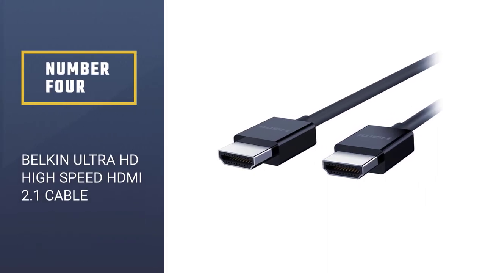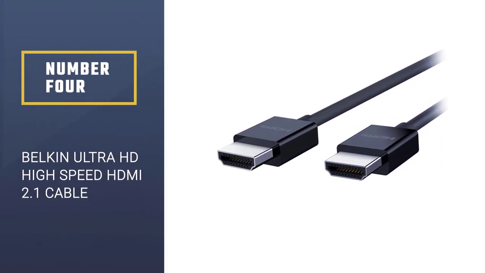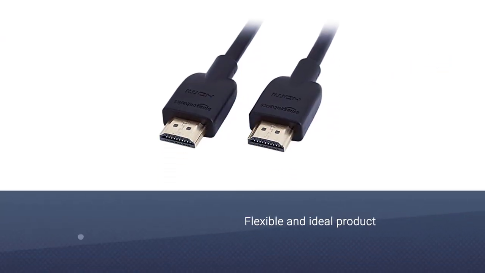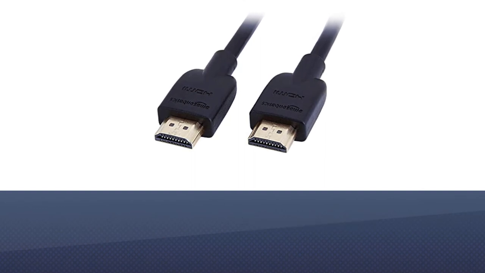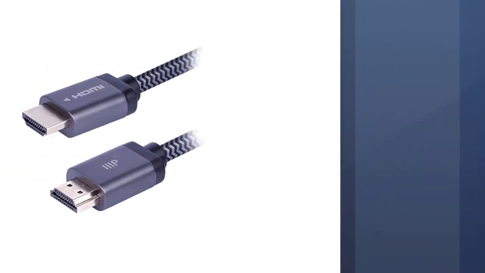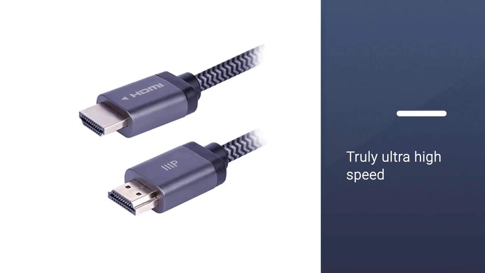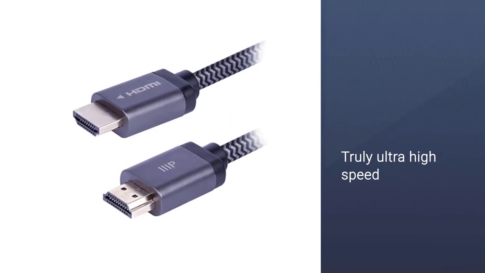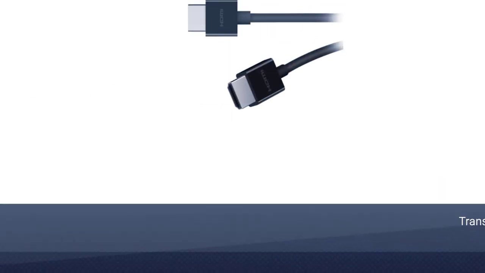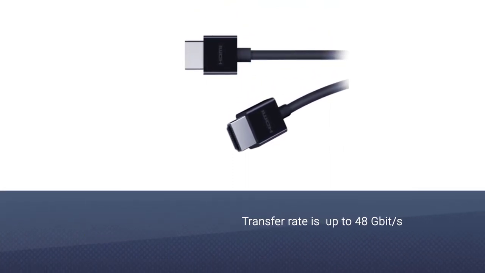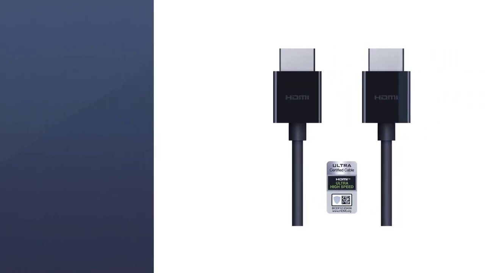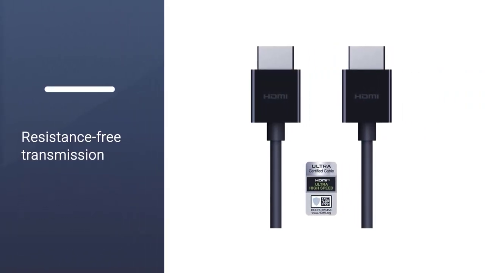Number 4: Belkin Ultra HD High-Speed HDMI 2.1 Cable. This Belkin HDMI cable for 4K TV is a thin, flexible and ideal product for normal entertainment setups where all devices are in close proximity. The cable is truly ultra high speed, its transfer rate is up to 48Gbps, providing clear, resistance-free transmission for all the latest 4K, OLED, HD and 3D TV and other supported devices.